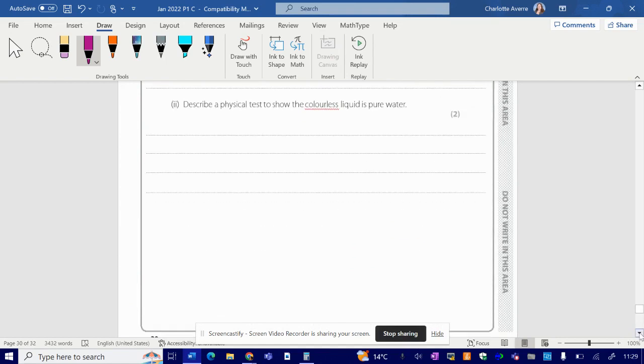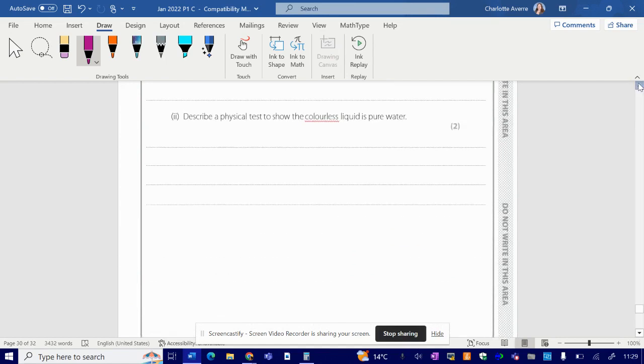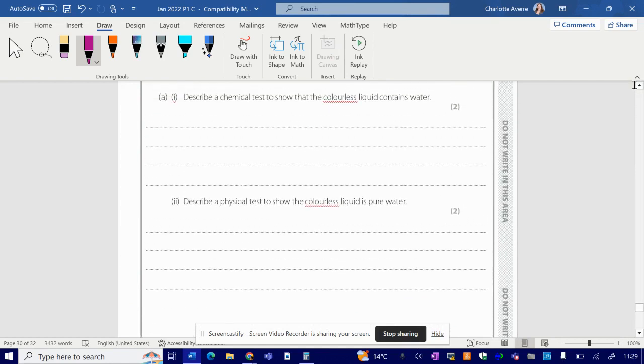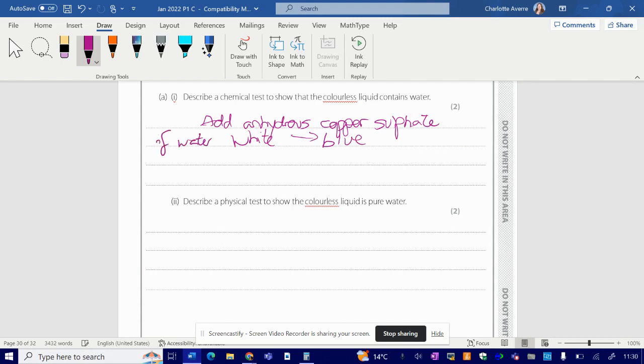A chemical test to show that the substance is pure water. Okay, this is a test that you need to know. You add anhydrous copper sulfate, which is white in colour. And if the substance is water, it will go from white to blue. Okay, I should probably say if it's water, it will go from white to blue.